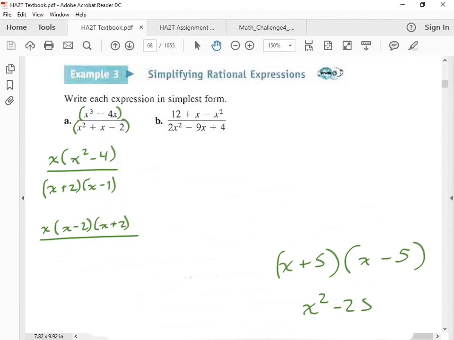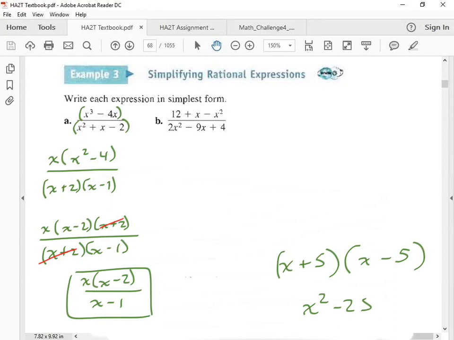And then I write the bottom out. I have (x + 2)(x - 1). And now I can cancel things out. Let's see. I got x plus 2 and x plus 2. And then I'm left with the top being x times (x - 2), and the bottom being x minus 1.